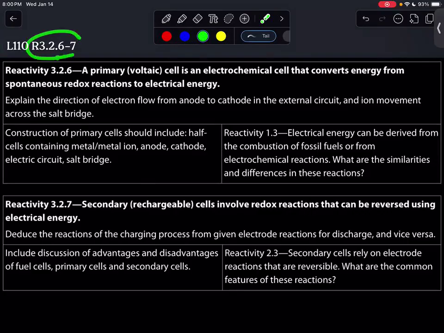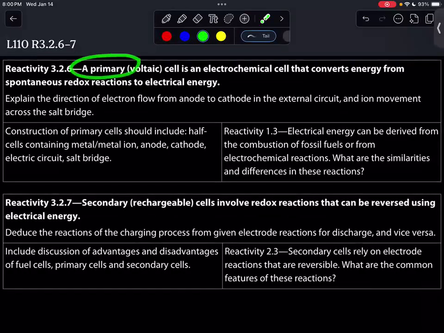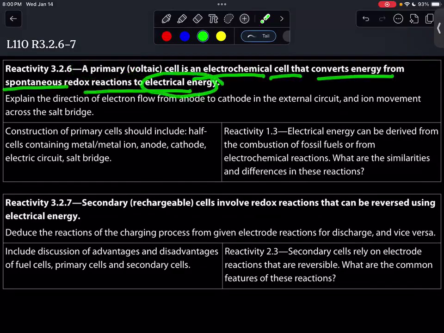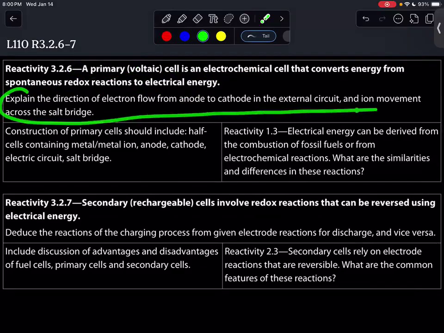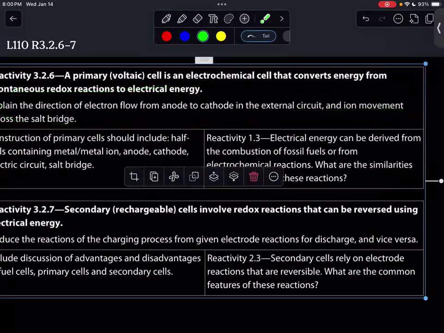Today we're going over reactivity 3.2.6 and 3.2.7. In 3.2.6, we're going to talk about primary voltaic cells, which are electrochemical cells that convert energy from spontaneous redox reactions into electrical energy. So we're specifically talking about voltaic or galvanic cells. We're going to explain the direction of electron flow from anode to cathode in an external circuit, and ion movement across the salt bridge as well.